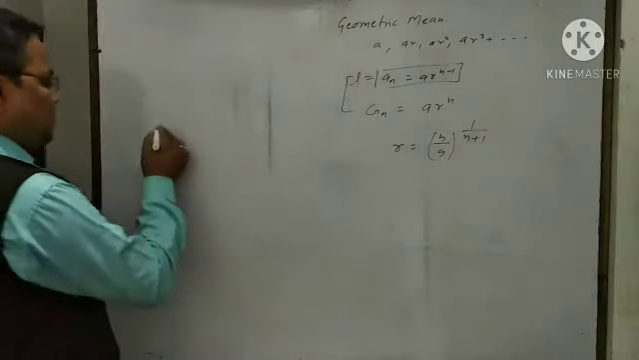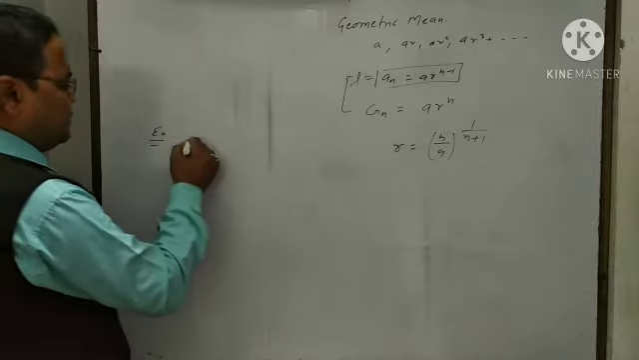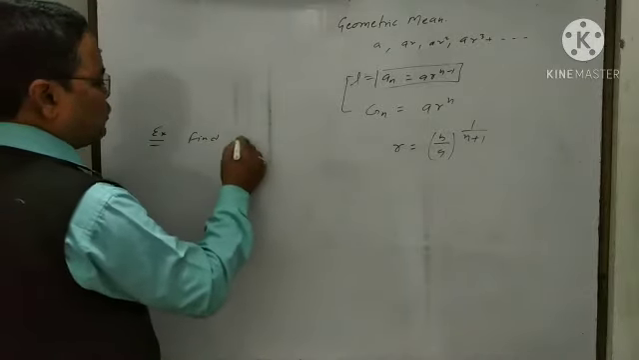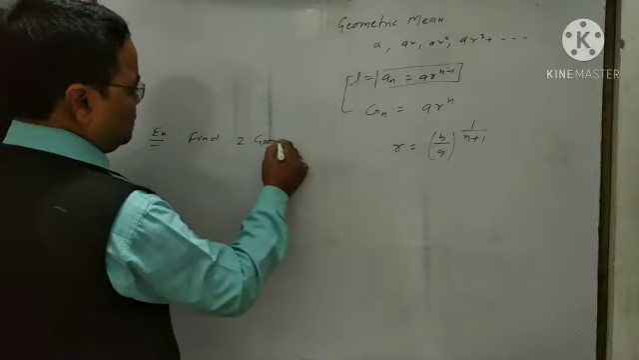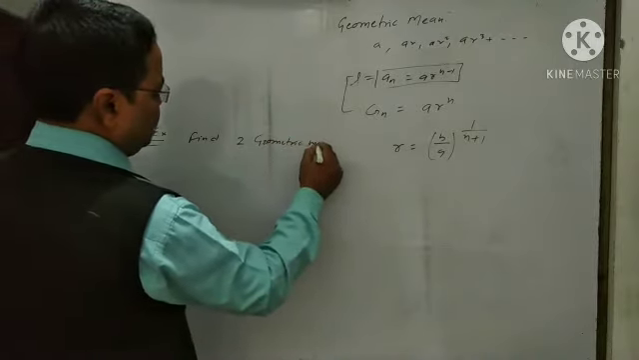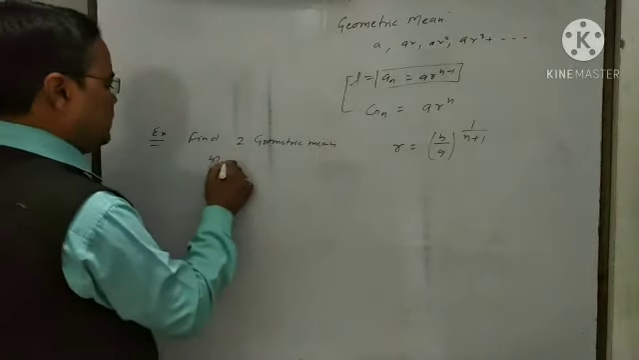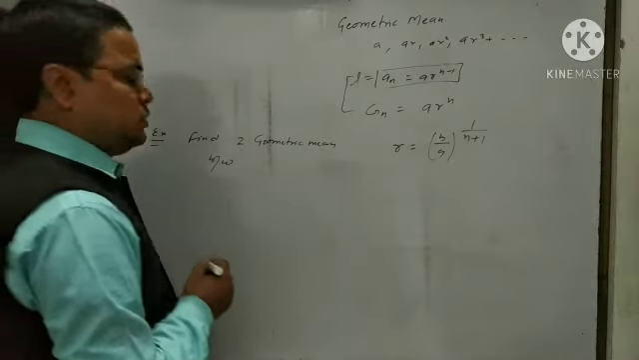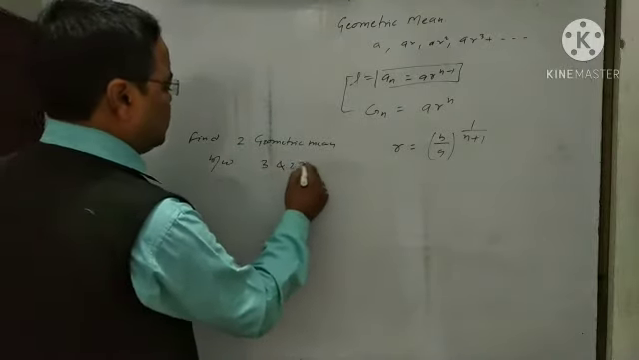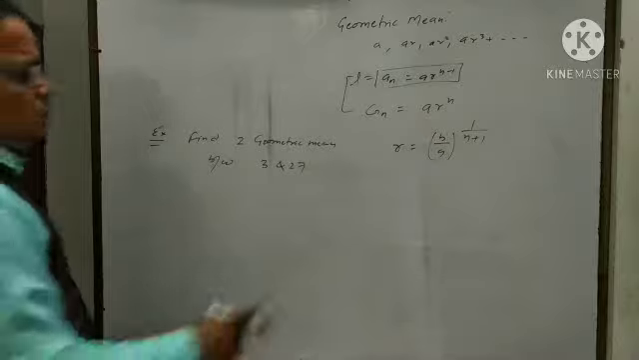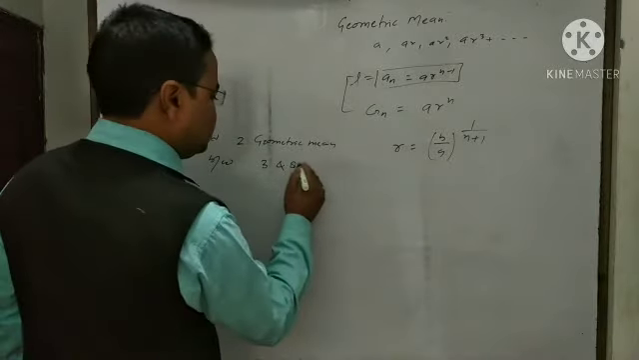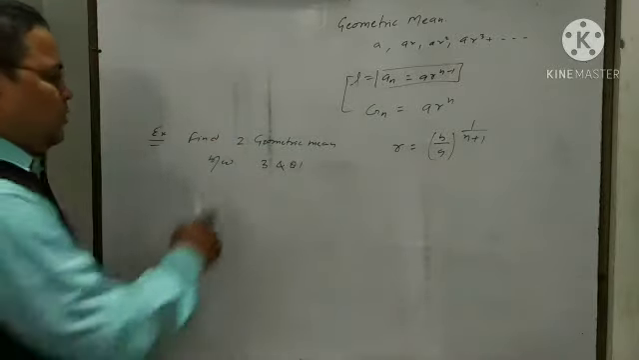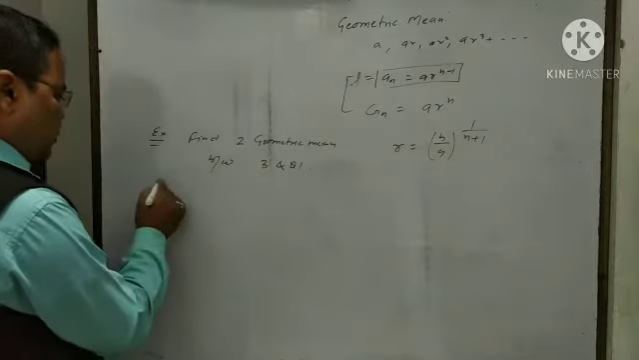Now an example will help you. Find two geometric means between 3 and 27. Okay, no, 3 and let it be 81. 3 and 81. We have to find two geometric means. The solution, how will you solve?